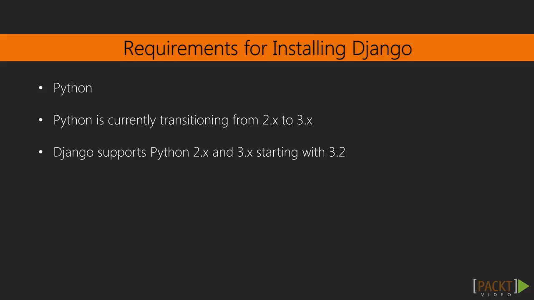If you have macOS or Linux, you probably already have Python installed. If you have Windows, you probably don't, unless you've purposely done so. As you probably know, the Python community is going through a transition as we migrate from the venerable Python 2.x series to Python 3. Django supports both Python 2, any version of 2.7, or Python 3, starting with 3.2. In this video, I'll be using Python 2.7, but we'll point out a few things that you'll want to be aware of if you're using Python 3.